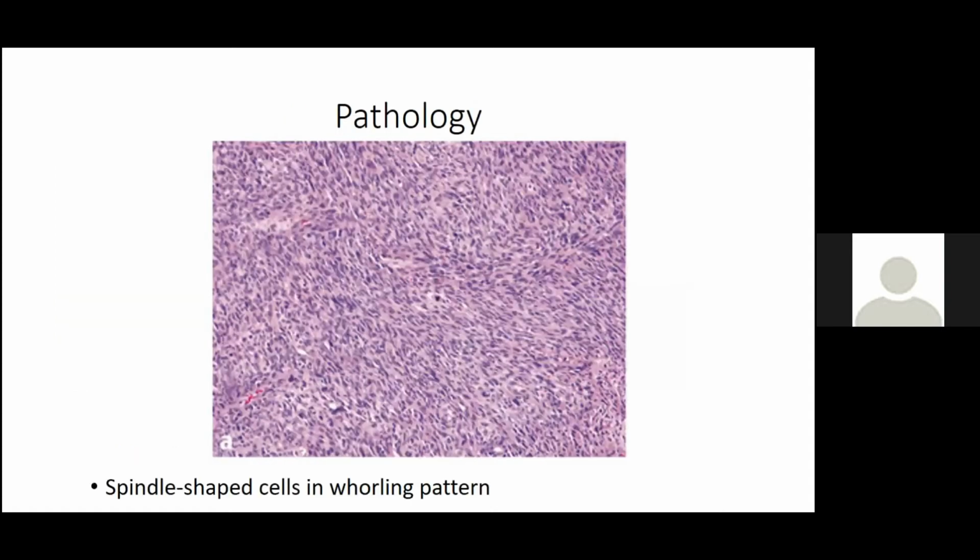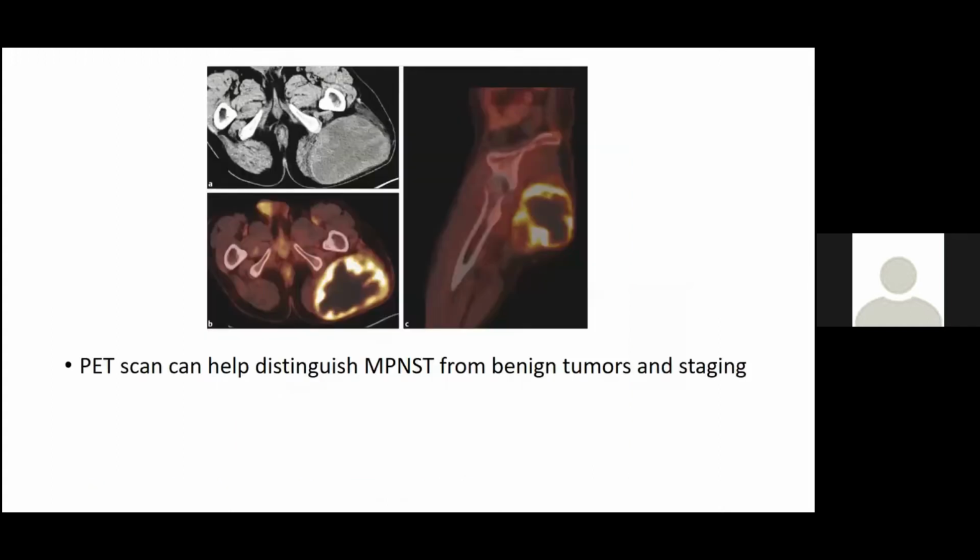And then on pathology, there are a lot of different subtypes, but I think the most common board-like picture has these spindle-shaped cells in a whirling pattern. PET scan can be very helpful to help distinguish MPNST from benign tumors, as well as for staging. Sometimes both benign and MPNST tumors can be painful. So the brighter it is on PET scan, in fact, there's an SUV cutoff that can be indicative of an MPNST.